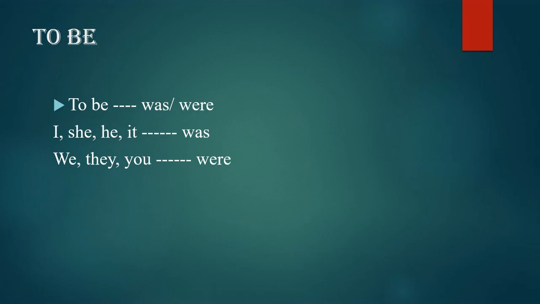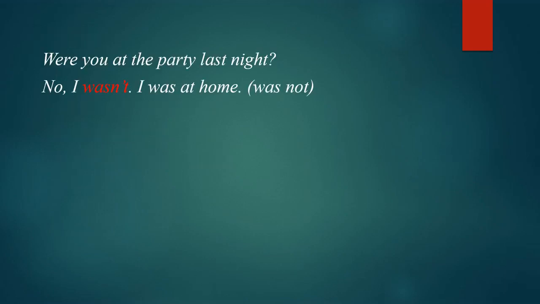When we have to be, we don't use did. The to be for past is was or were. If we have I, she, he, it, we use was. If we have we, they, you, we use were. And for the negative, of course, we use wasn't, which is the short form for was not, or weren't, which is the short form for were not.